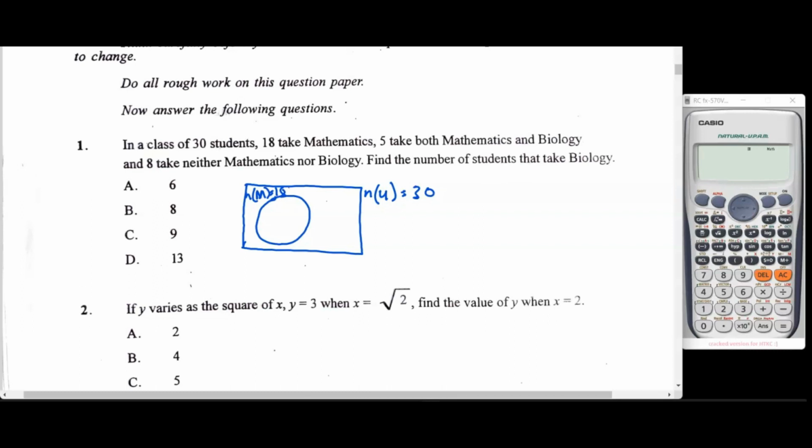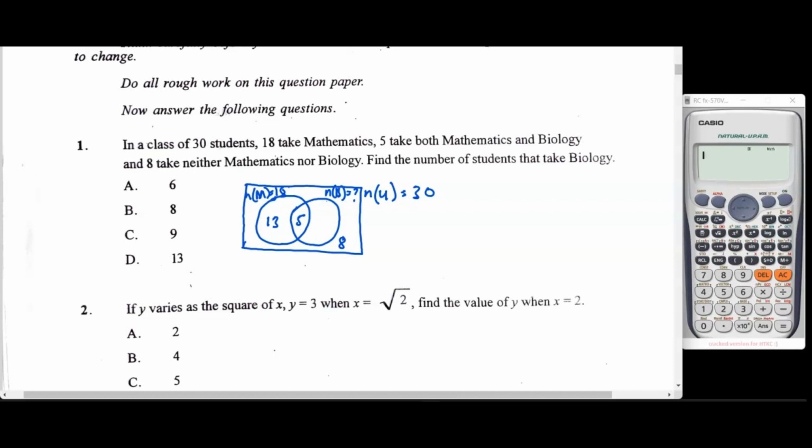And then we have 5 take both math and biology. So we have an intersection for biology here. We don't know the number of biology, and actually that's what we're looking for. But 5 takes both math and biology. So since we have 5 here, then we subtract the 5 from 18 and we are going to be left with 13. Hence, we are also told that 8 take neither math nor biology. So they fall outside the circle. So we have 8 here outside the circles of mathematics and biology.